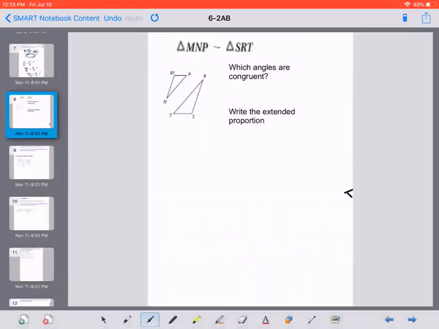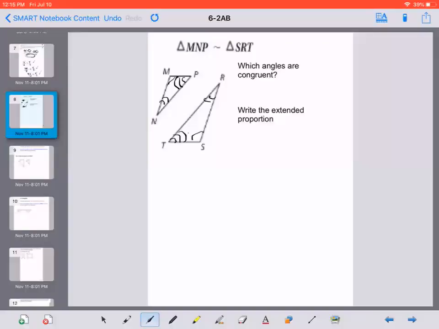Now, I want you to pause and on your own paper, write the answer to this problem. The first thing you can do is mark the corresponding angles as congruent. You can either write them out longhand, angle M is congruent to angle S, or you could just put the marks on the diagram, whichever you prefer. What about for the extended proportion? The extended proportion, you have to compare comparable sides.